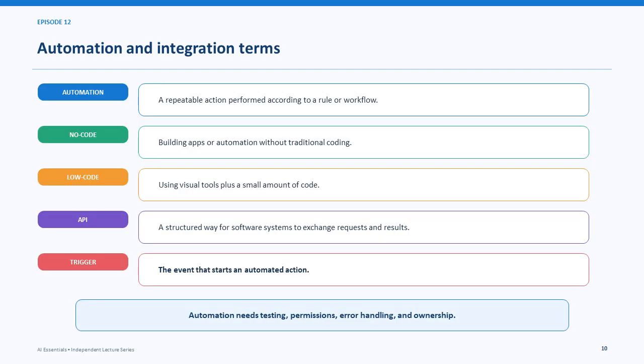Automation runs predefined actions, no-code tools build workflows without traditional programming, low-code tools use limited custom code, APIs connect systems, and triggers start automated actions. Automation requires testing, permissions, error handling, and control.